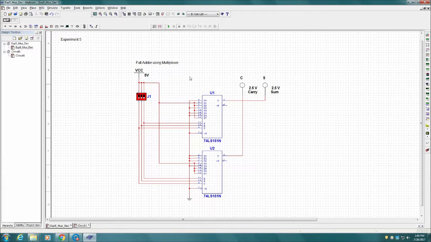One multiplexer will generate the sum S output, and the other will generate the carry C output. In the multiplexer IC, A is the least significant bit and C is the most significant bit.